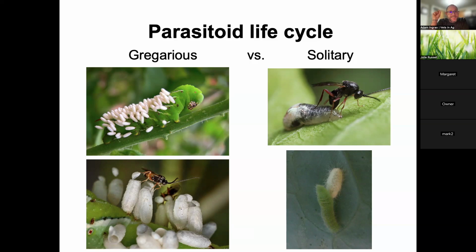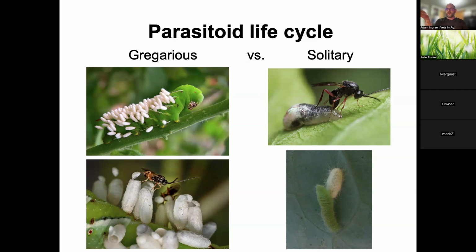Now, that larva is dead at this point. It has been completely eaten out from the inside and is just sitting there at this point. So it's a dead organism. The other strategy is solitary, and as you can probably guess, what that means is that each wasp only lays one egg inside of that organism. And oftentimes these are very tiny.